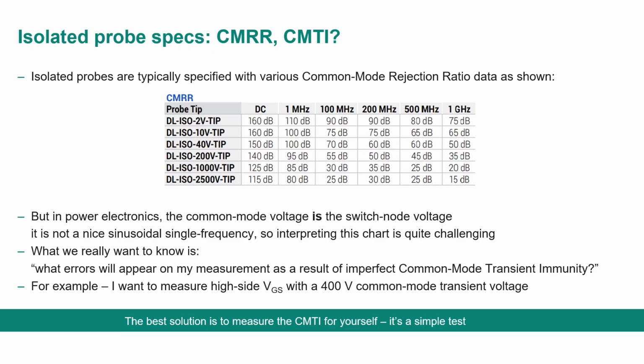So let me show you how to analyze or look at these probes. Oftentimes these probes give you charts, like an Excel table, that list at various frequencies what my common mode rejection ratio is. My question is, if I hook this up onto my gate drive circuit and I know I have a 400 volt common mode transient at 5 nanoseconds wide, how much error voltage am I going to see on my measured differential signal? I have no idea with this kind of data, right?